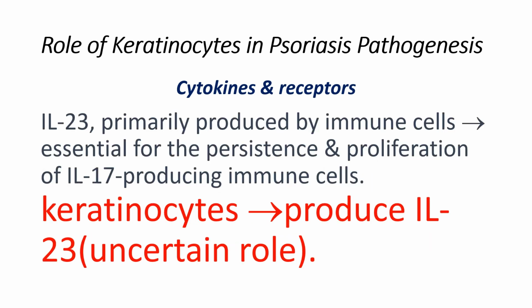And as we know, the interleukin 23, interleukin 17 cytokine axis is recognized as a significant contributor to psoriasis, playing a central role in its pathogenesis. Interleukin 23, primarily produced by immune cells, is thought to be essential for the persistence and proliferation of interleukin 17 producing immune cells. However, it's worth noting that keratinocytes also produce interleukin 23, although the precise role of keratinocyte-derived interleukin 23 in psoriasis remains uncertain.